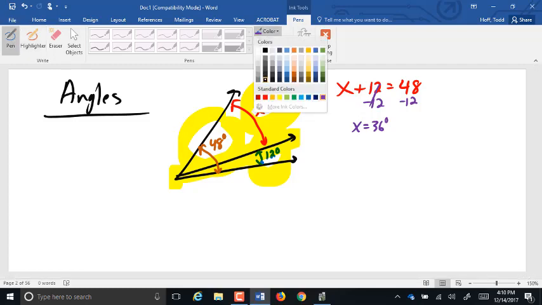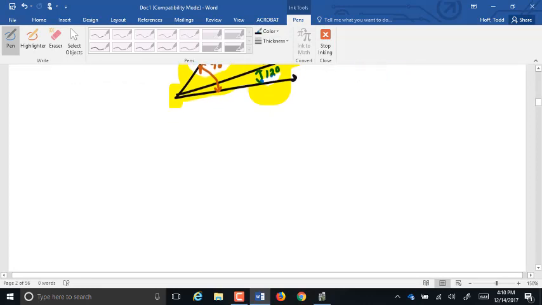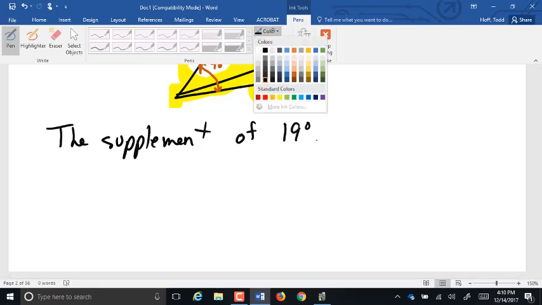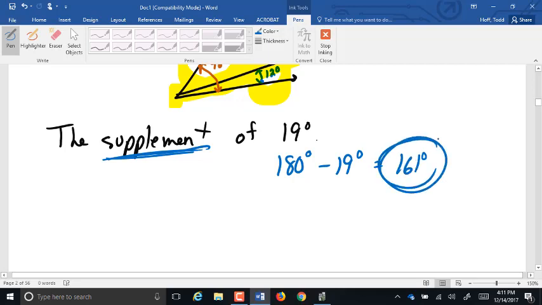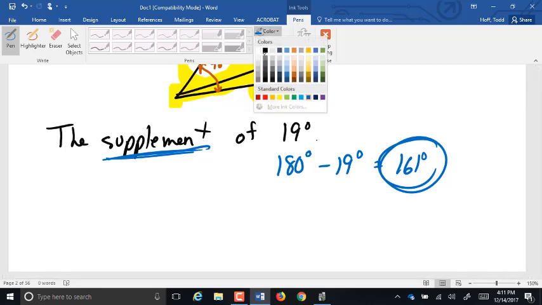We had special relationships with those types of angles. One of those was supplements. I asked you to find the supplement of 19 degrees. How are we going to find it? Well, supplements add up to 180. So 180 minus 19 is 161 degrees. That is the supplement of 19 degrees.